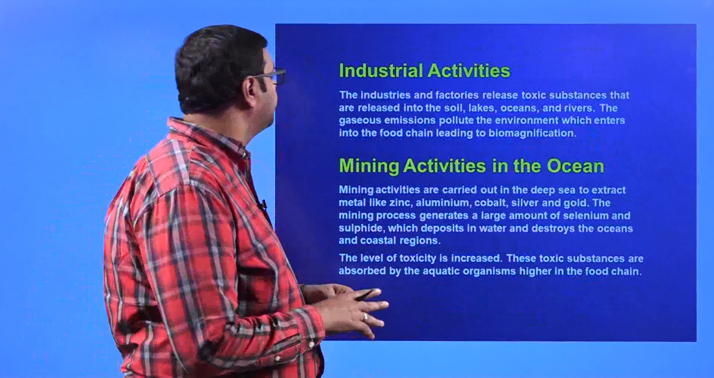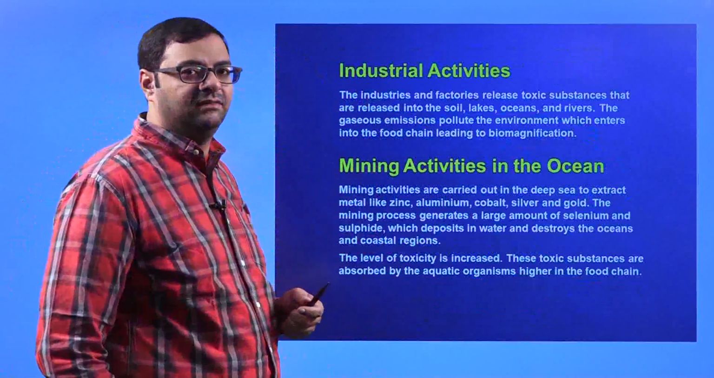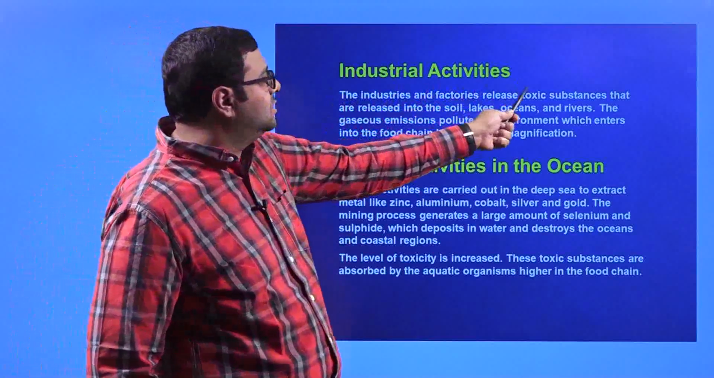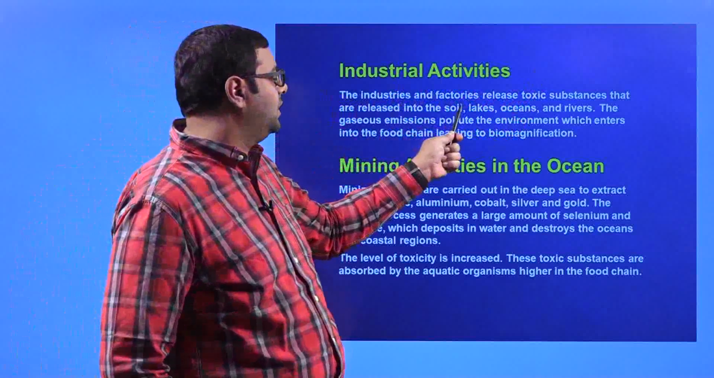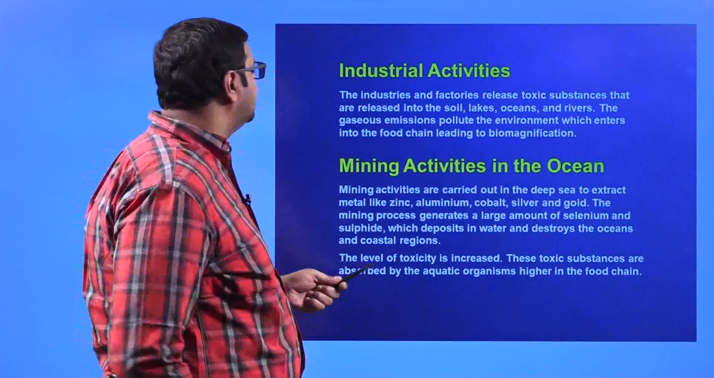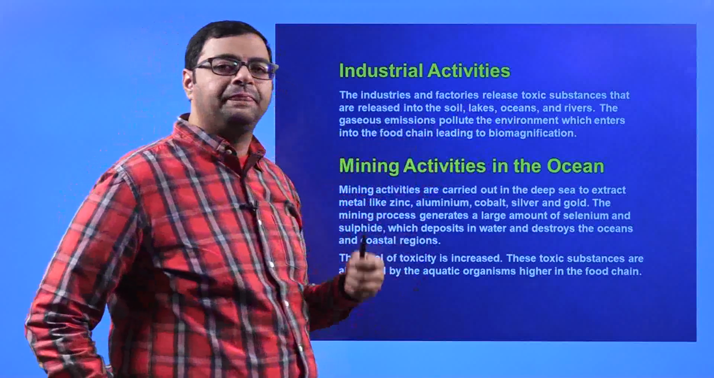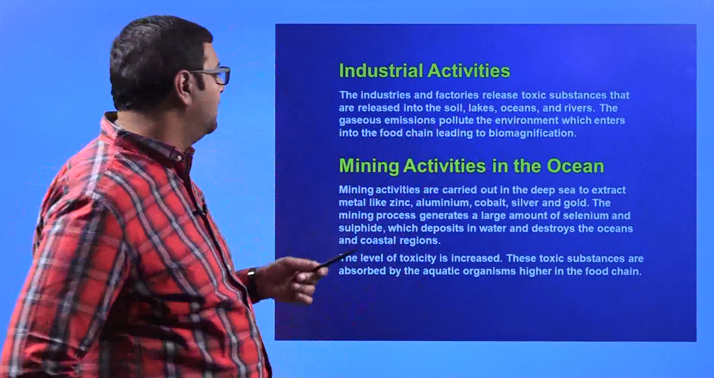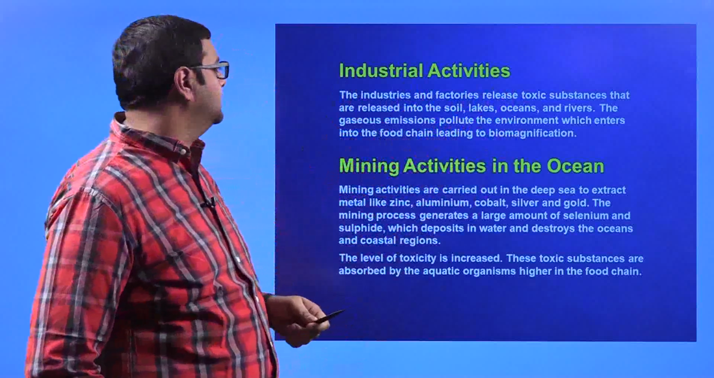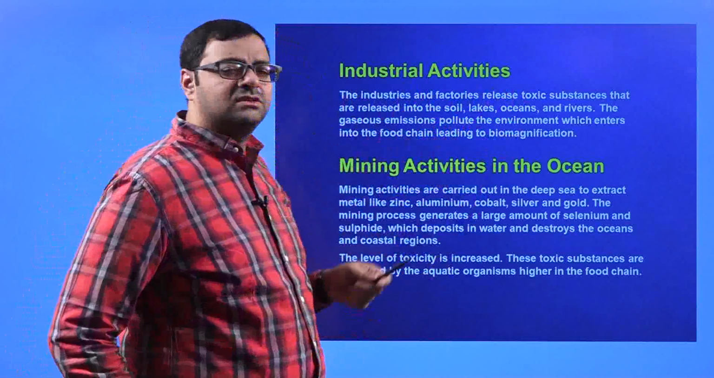Then industrial activities. The third factor is industrial activities. Now, when I say industrial activities, the industries and factories release toxic substances that are released into the soils, lakes, oceans, and rivers. Okay. Now, the gaseous emissions pollute the environment, which enter into the food chain, leading to biomagnification. Okay, right. So, industrial activities are there.